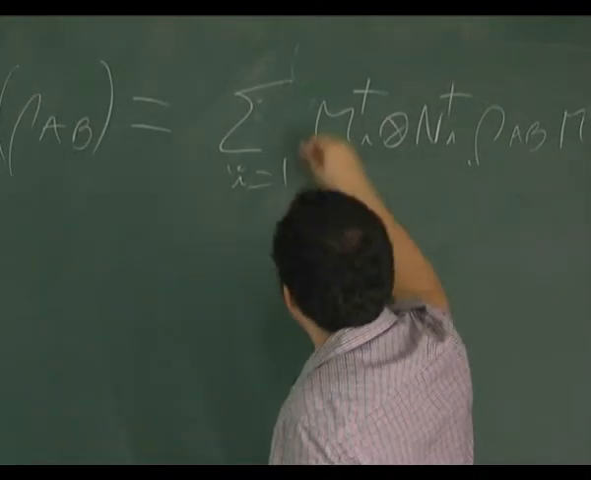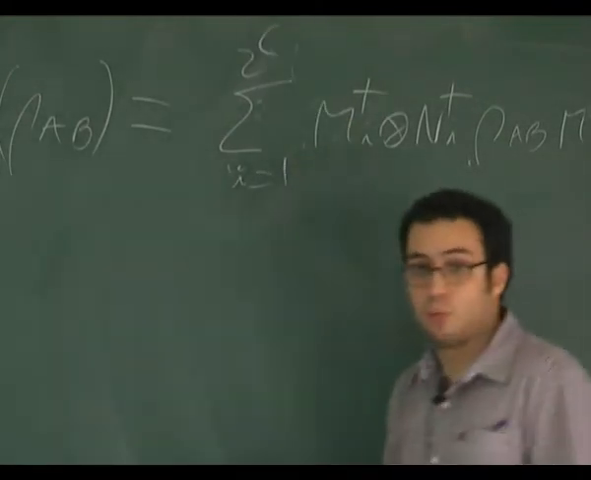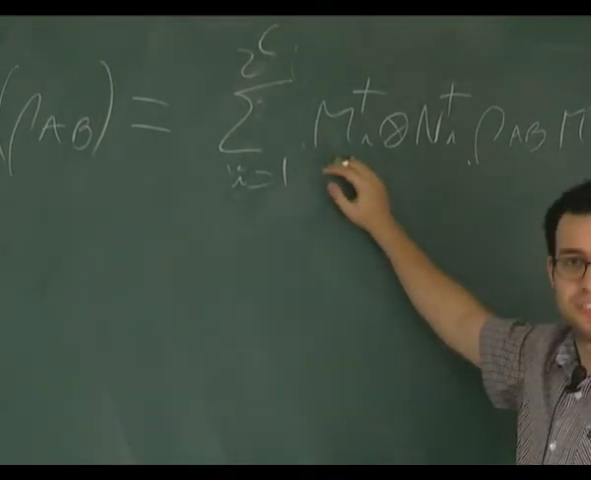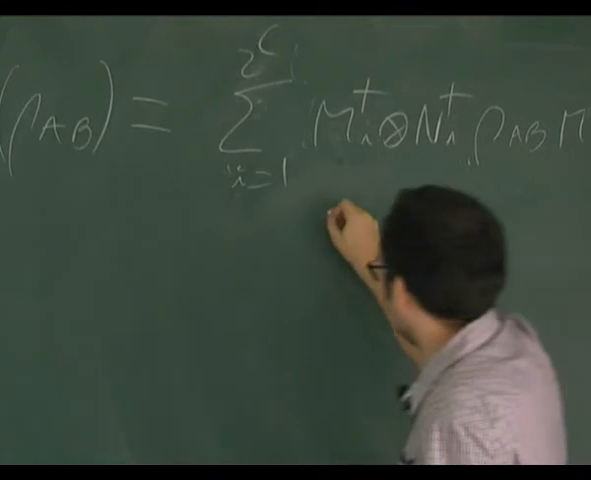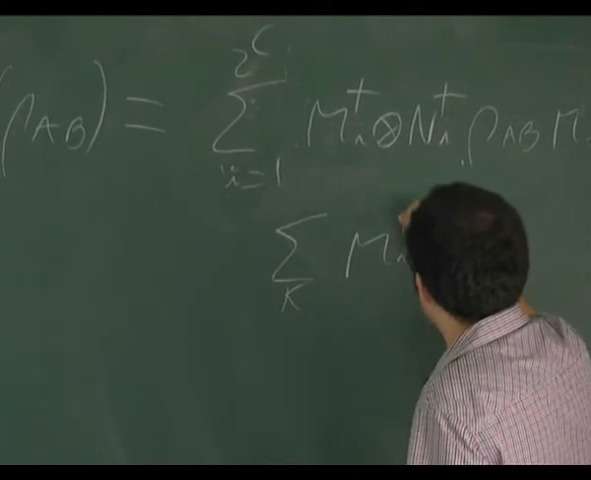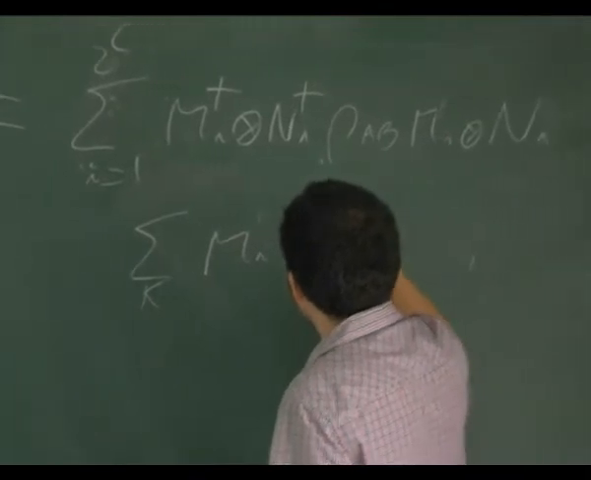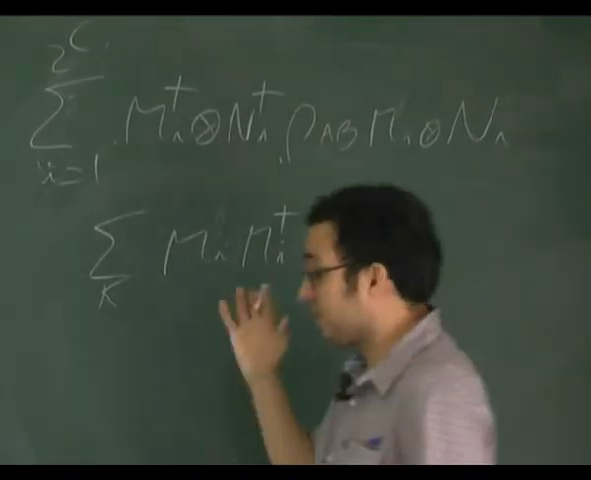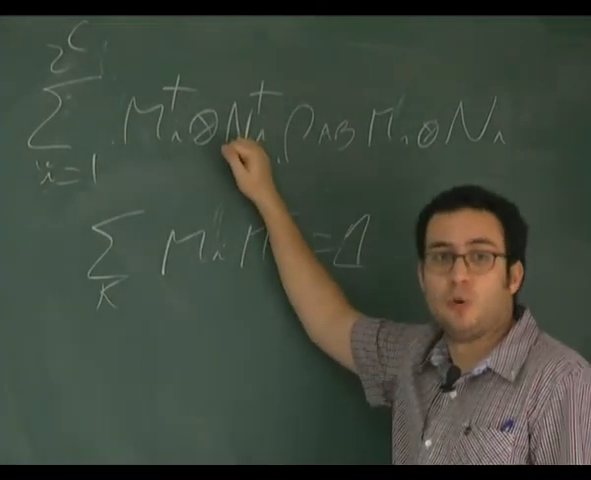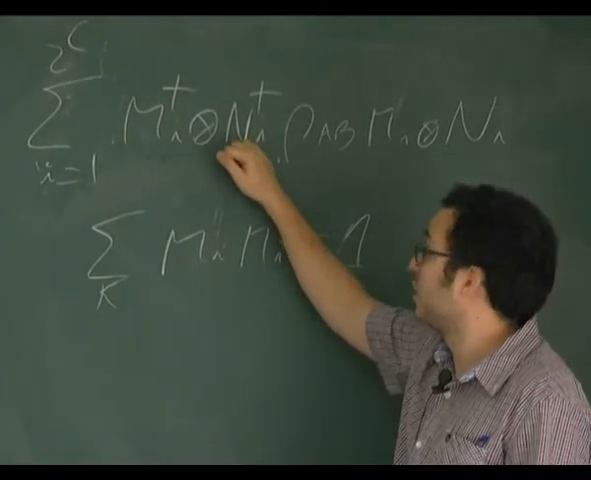Where this I goes from 1 to 2 to the amount of classical communication. So what's the meaning here? This is the measurement that Alice does. She makes this measurement. This is just some POVM measurement. And then after she makes this measurement, she communicates I to Bob. And then Bob applies this decoding operation. This operation is really just some isometry.